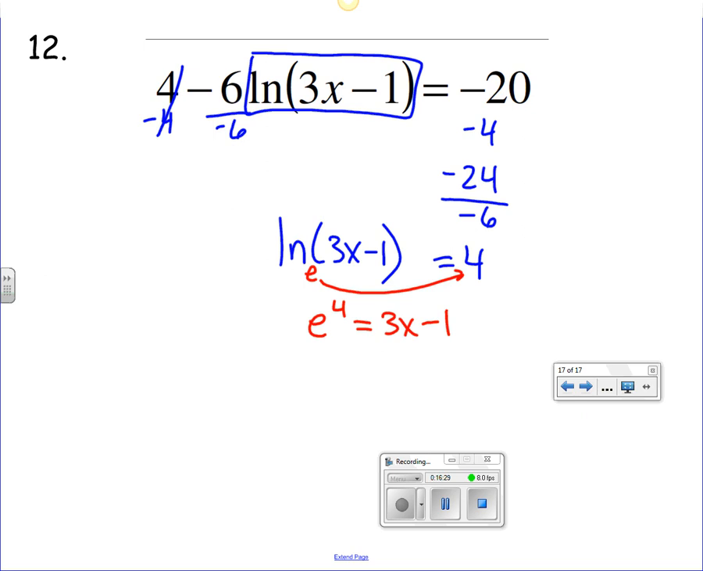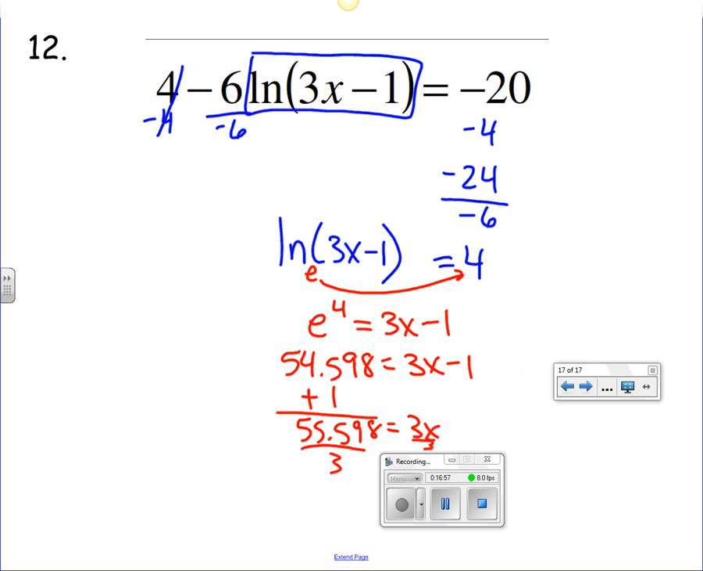And when you type e to the 4th in your calculator, you do second ln. So e to the 4th is 54.598 equals 3x minus 1. And you have to add 1. 55.598 equals 3x, and then divide by 3. And x is 18.533. All right, when you plug that back in, that will definitely not give you a negative, so you are good to go.